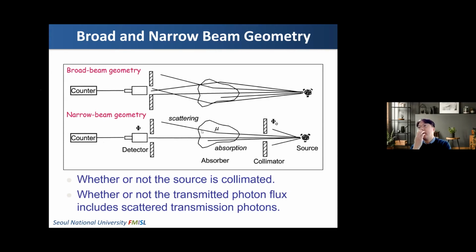If you compare this broad beam and narrow beam geometry, what do you think? Which do you think will have a higher attenuation coefficient, more attenuation?